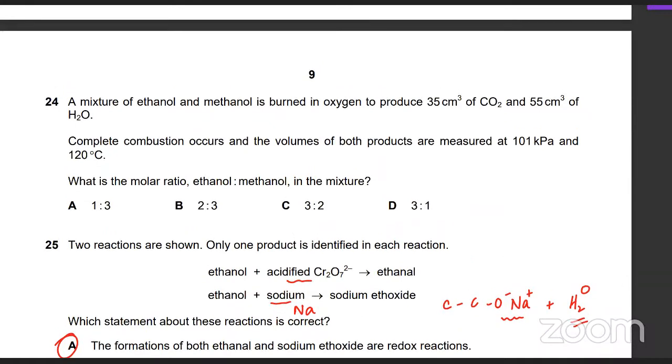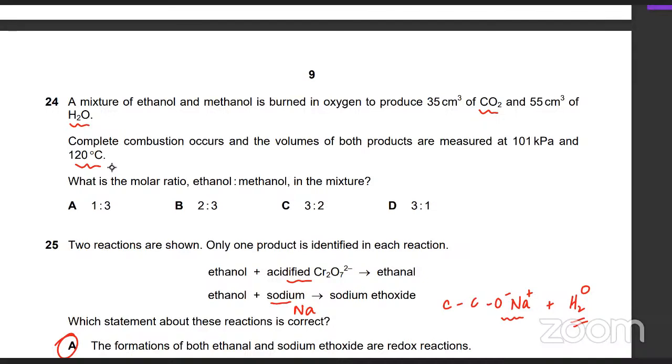As the next one, 24. A mixture of ethanol and methanol is burned in oxygen to produce 35 cm cube of CO2 and 55 cm cube of H2O. Complete combustion occurs and the volumes of both products are measured at 120 degrees. So both of them are gases. The reason 120 is important is because water is a gas and carbon dioxide is also a gas, so you're going to treat them as gases. So what is the molar ratio of ethanol and methanol in the mixture?